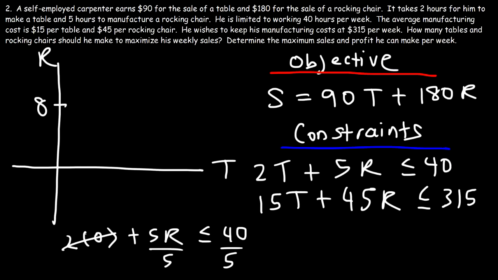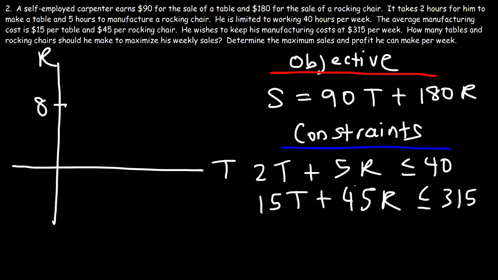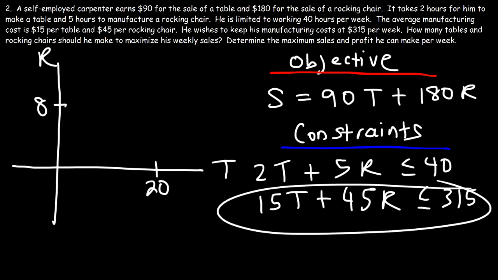Now, let's calculate the x-intercept. So if r is 0, this disappears, and 2t is going to be less than or equal to 40. So it's going to be 40 divided by 2, which is 20. So let's put this here. Now let's move on to this equation.